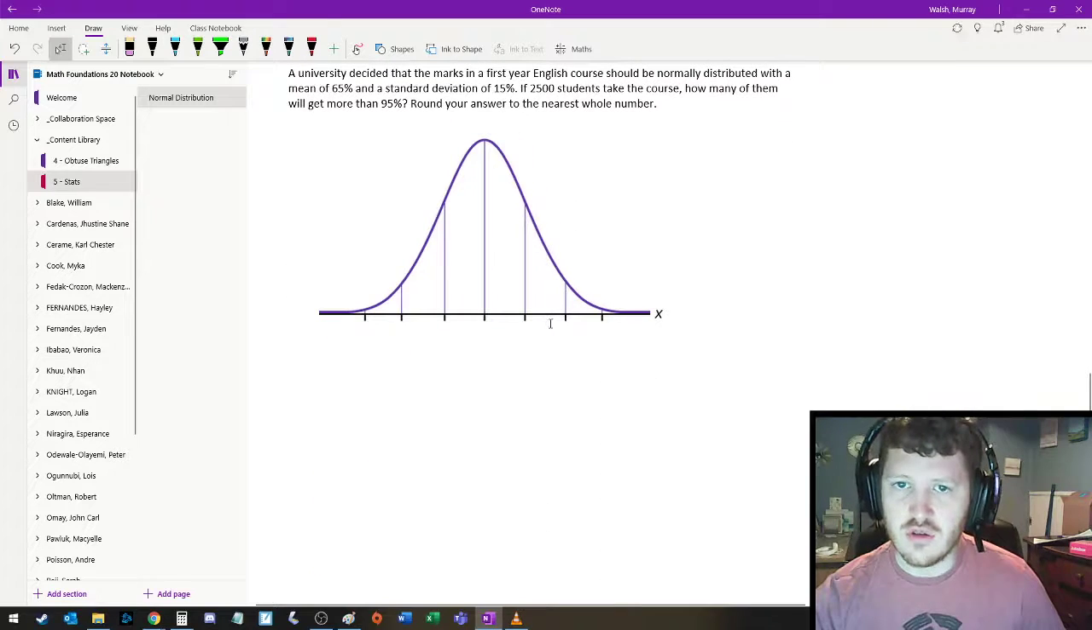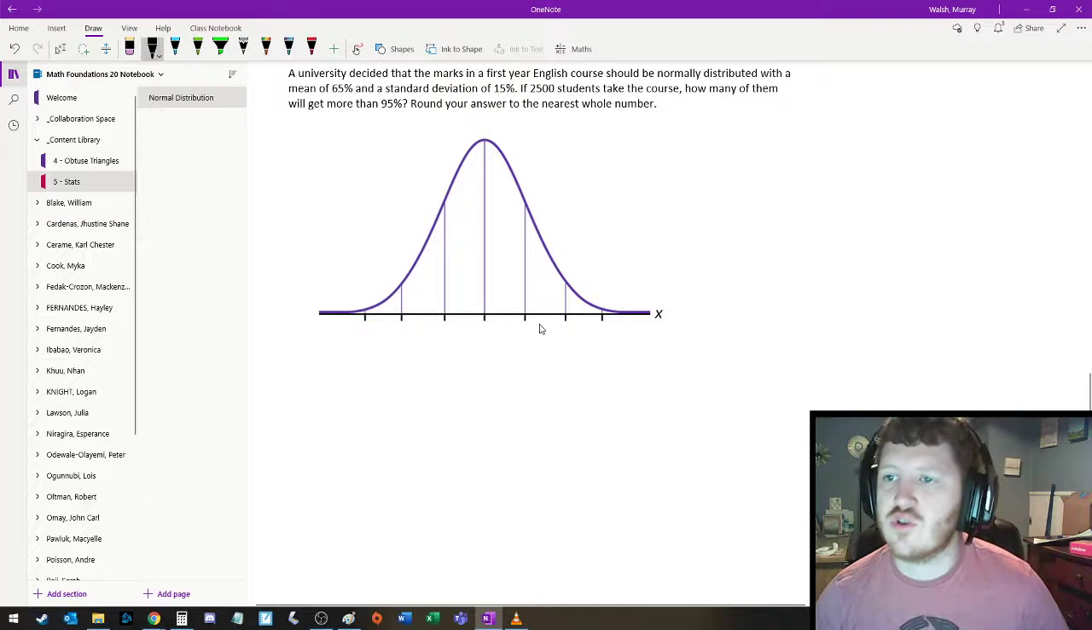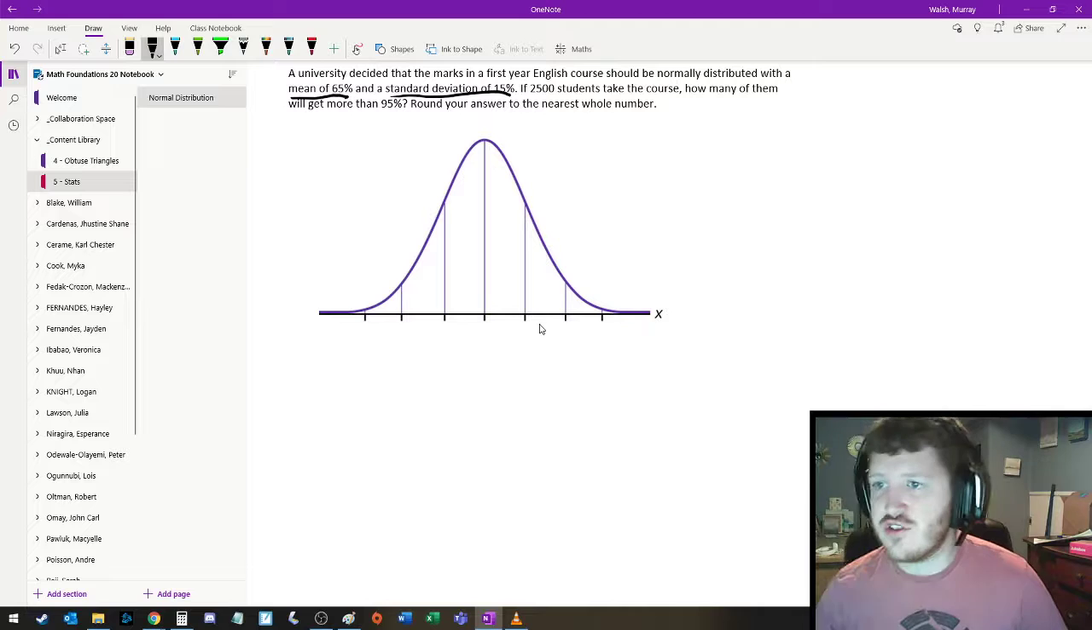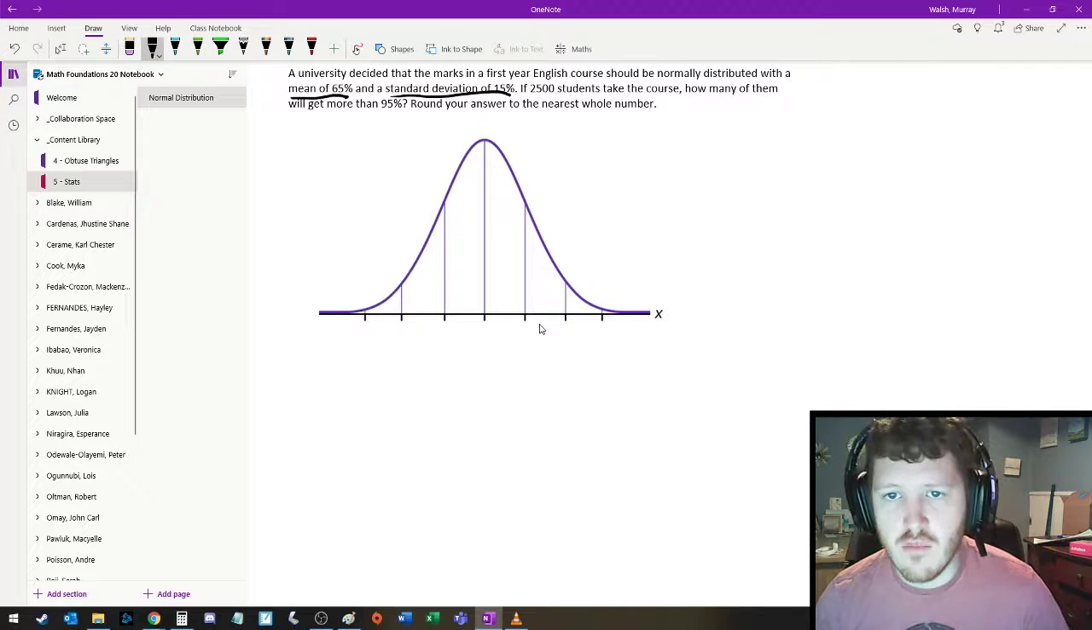One more example. A university decided that the marks in a first-year English course should be normally distributed with a mean, or an average, of 65 and a standard deviation of 15. If 2,500 students take the course, how many of them will get more than 95%? Okay, first step, fill out the chart, apply what we know to the normal distribution. So we have an average of 65.